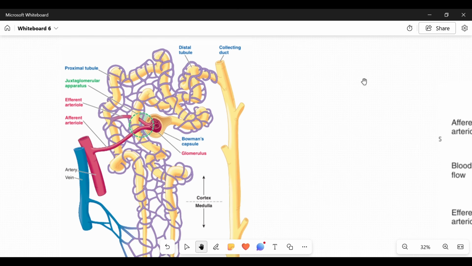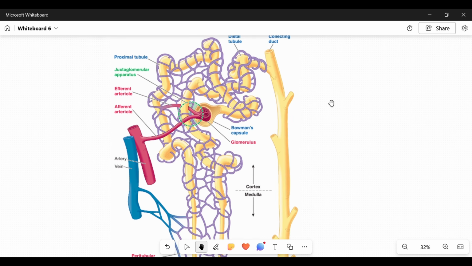In today's video, we'll go over glomerular filtration rate. Now before we do that, let's quickly look at the nephron. The nephron is the basic functional and structural unit of the kidney.